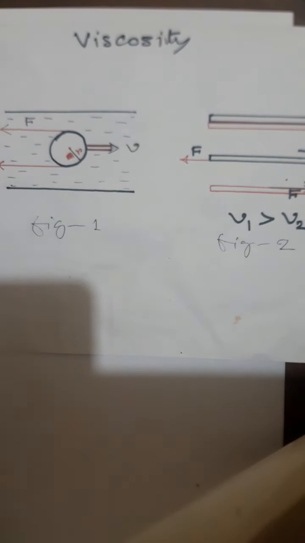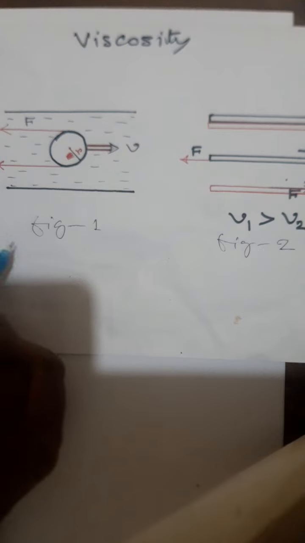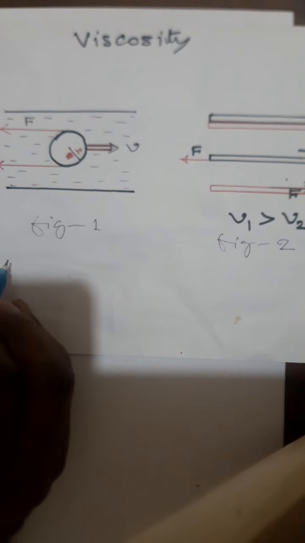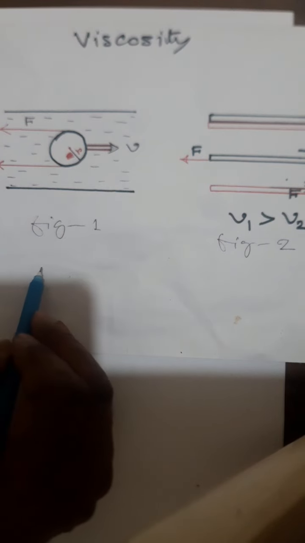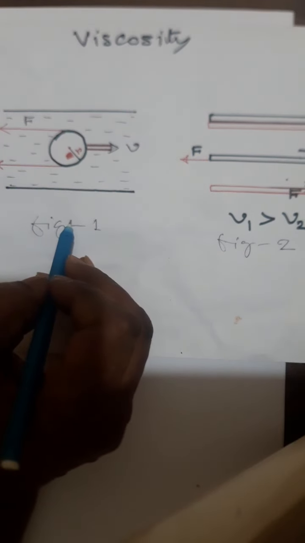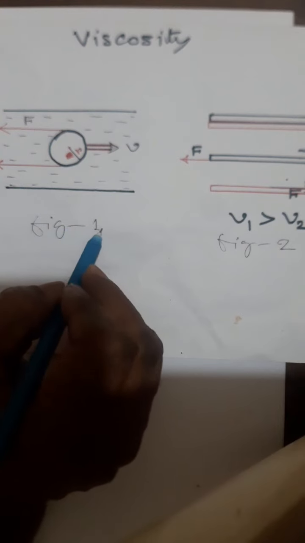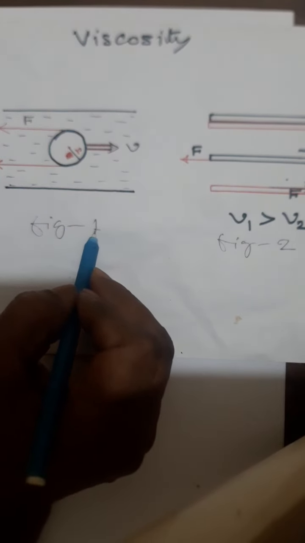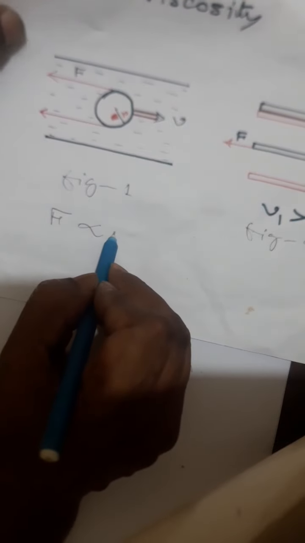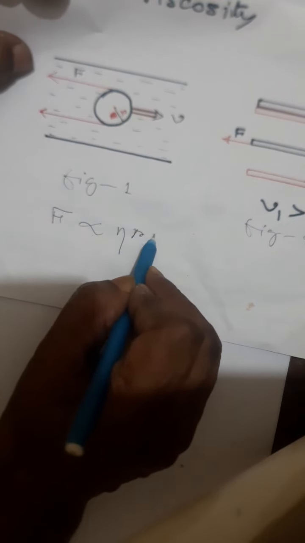Stokes' law. If a spherical body moves in a liquid, then the viscous force acting on it is proportional to the velocity v, the radius r of the spherical body, and also proportional to the coefficient of viscosity of the liquid. That is, F is proportional to eta, r, v.